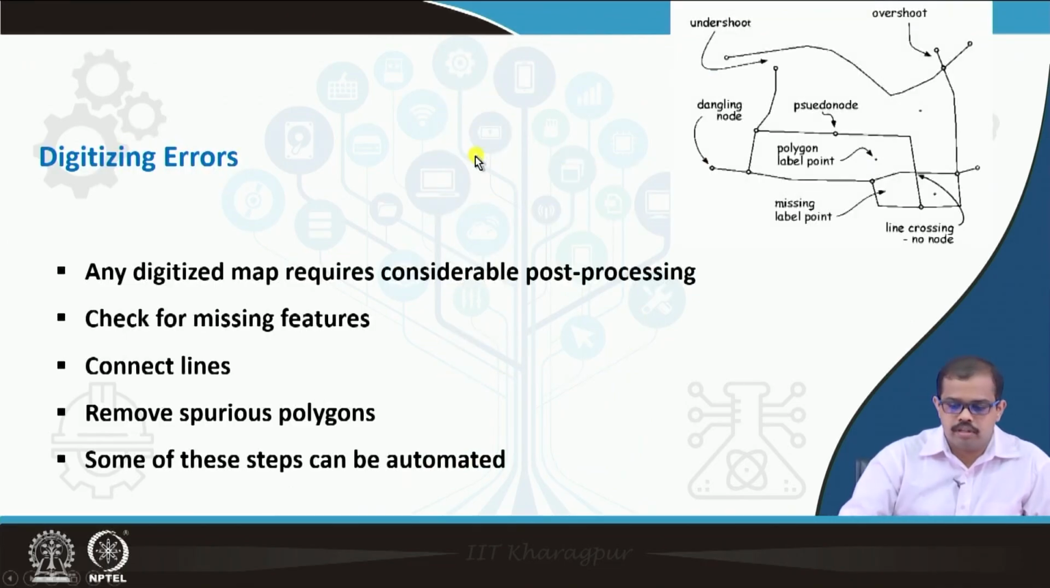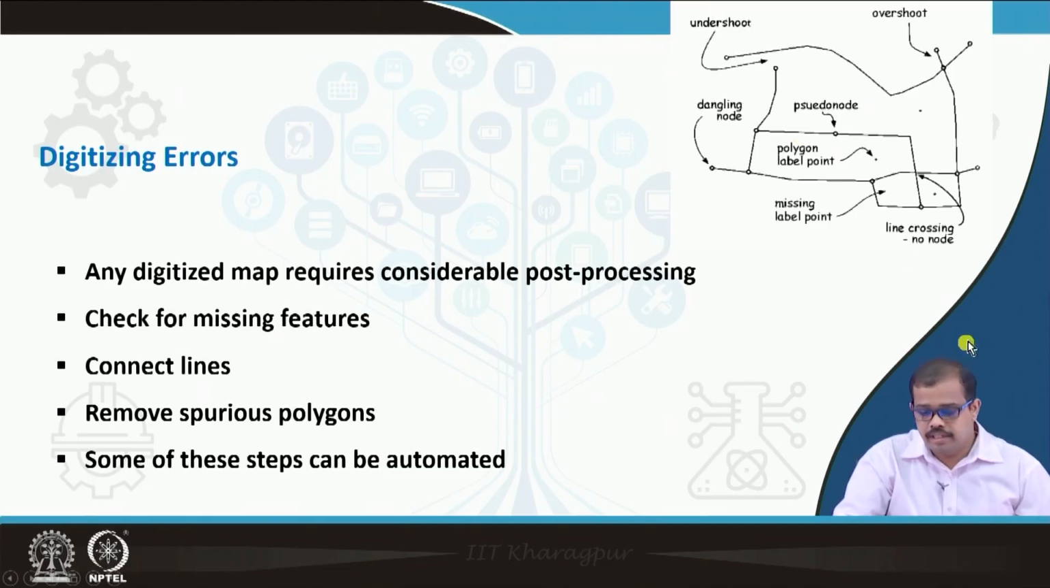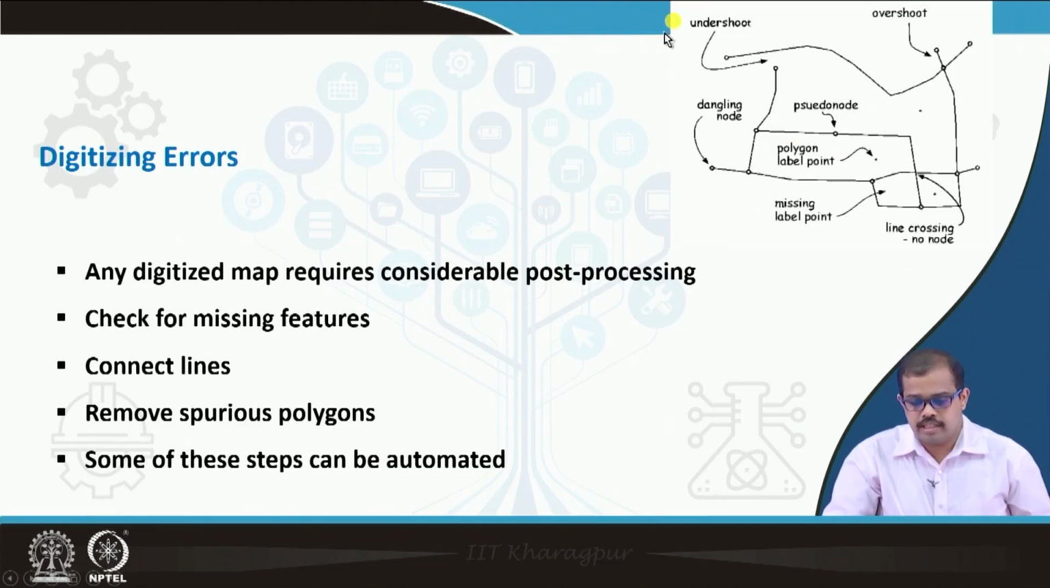When we look at digitizing errors, I have given another example here. If you look at it, this is the entire vector data set that I have developed. When you see this, this is a dangling node.